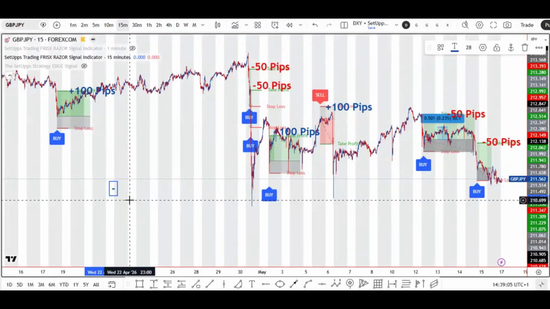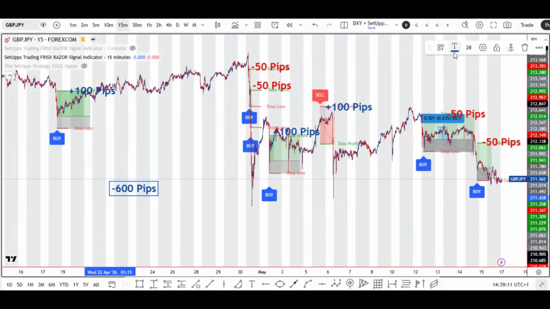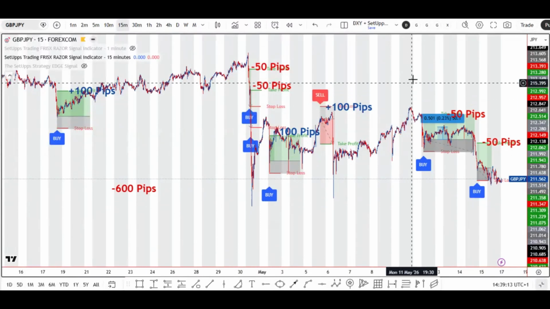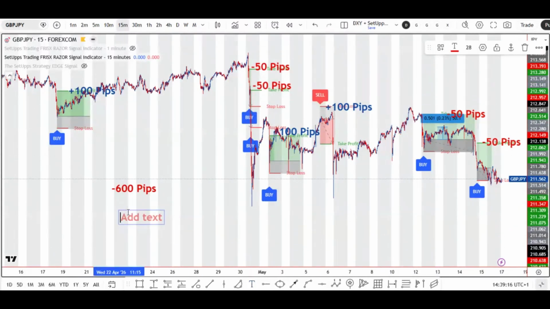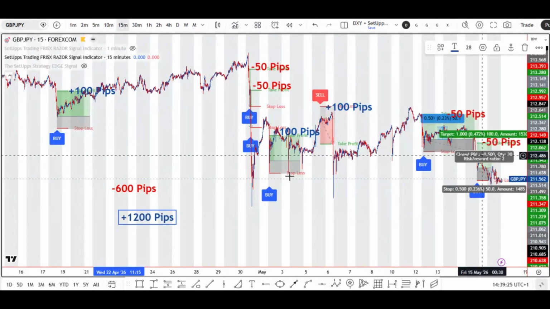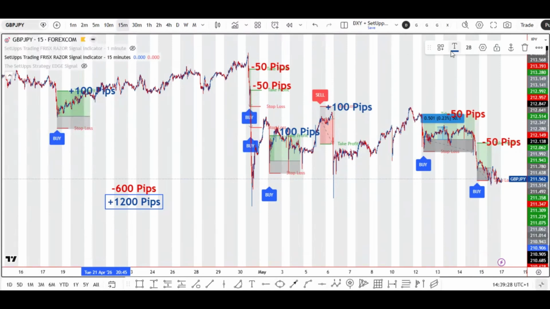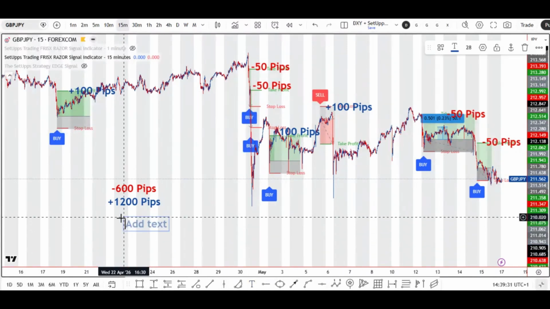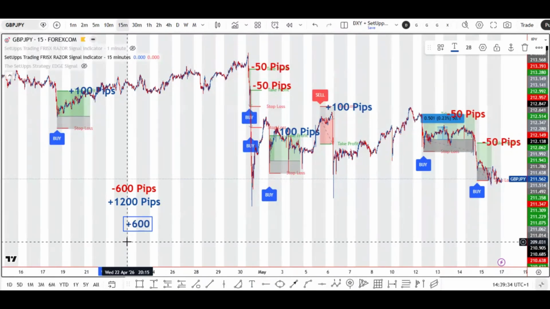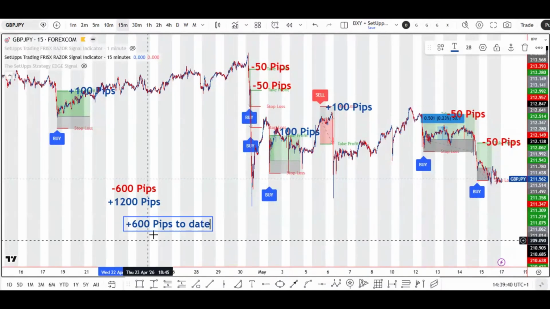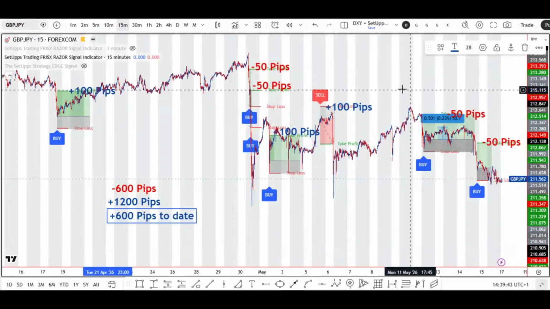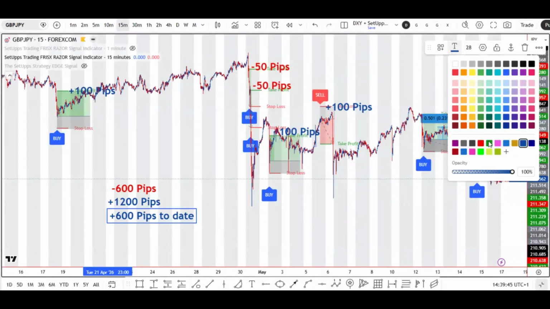times 50 will be minus 600 pips. Change that to red. And the 12 gains would be plus 1200 pips. Change that to blue. So net would be, guess it, what do you think it is? Plus 600 pips today. And I'll change that to green so that we can tell it's the difference.